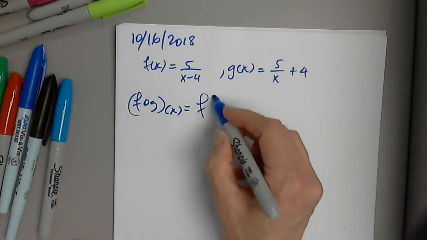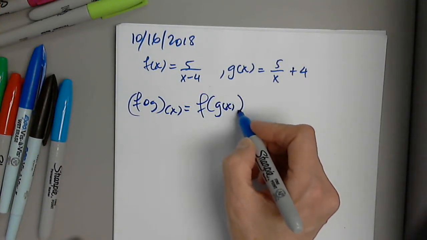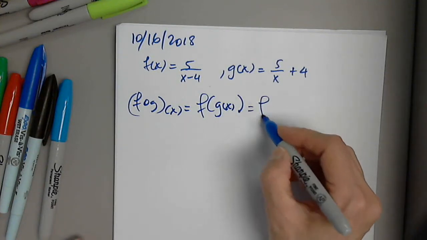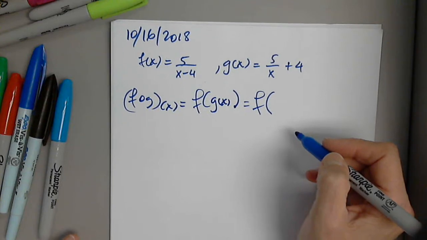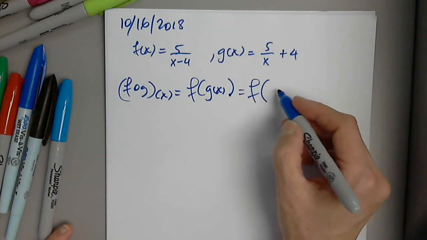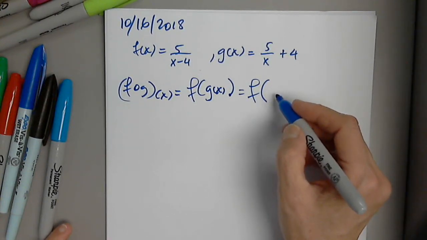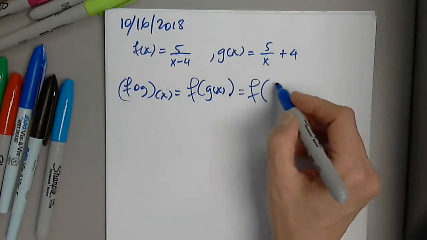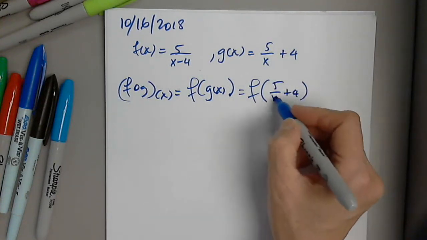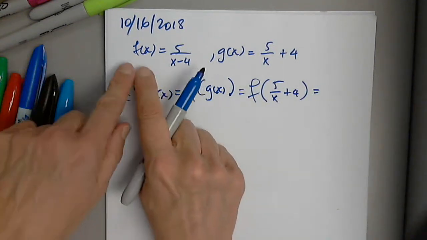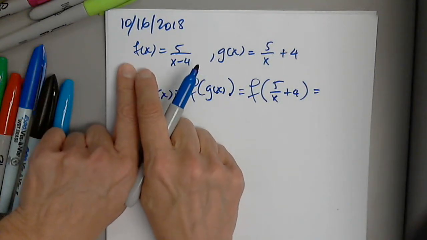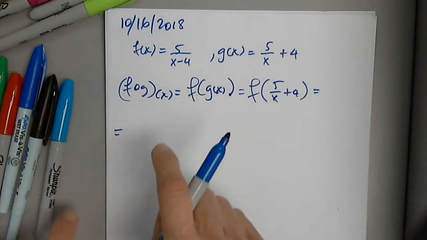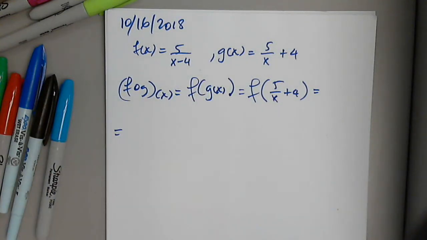So I write f of g of x, which is the definition. I replace g of x by 5 over x plus 4. Very good. Equals. So now I look at f. What does f say? It says 5 over whatever you want minus 4. So can anyone dictate what to write next?